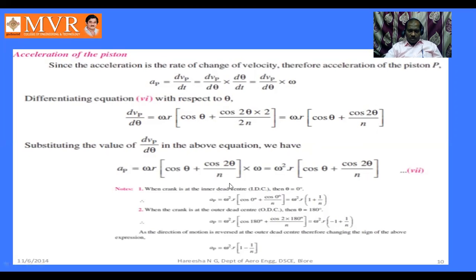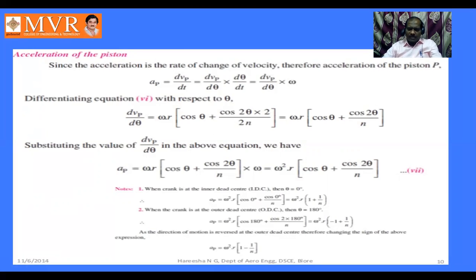If you observe based upon this equation, when the crank is at the inner dead center, IDC, then theta is equal to 0. Then the condition is equal to omega square r into 1 plus 1 by n. Second, if the crank is at the outer dead center, ODC, then theta is 180 degrees, that is equal to omega square r into minus 1 plus 1 by n, as the direction of motion is reversed at the outer dead center, therefore changing the sign of the above expression.